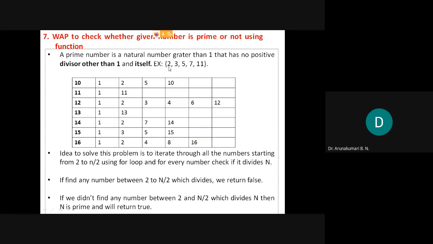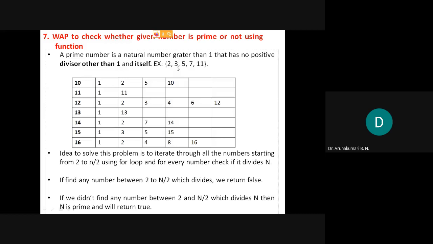That is, a prime number is a number that has no positive divisor other than 1 and itself. Say, for example, I've taken a few natural numbers here: 2, 3, 5, 7, 11. We take 2, the divisors of 2 are 1 and 2. That is 1 and itself. Hence it is a prime.